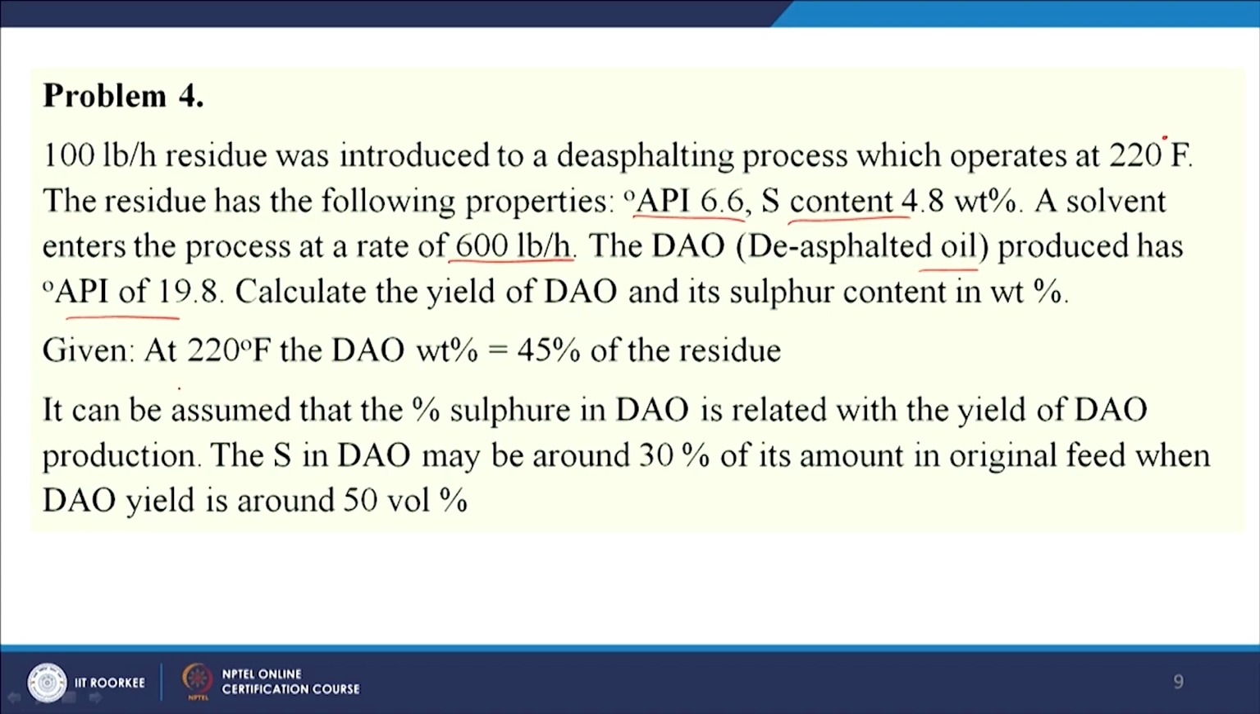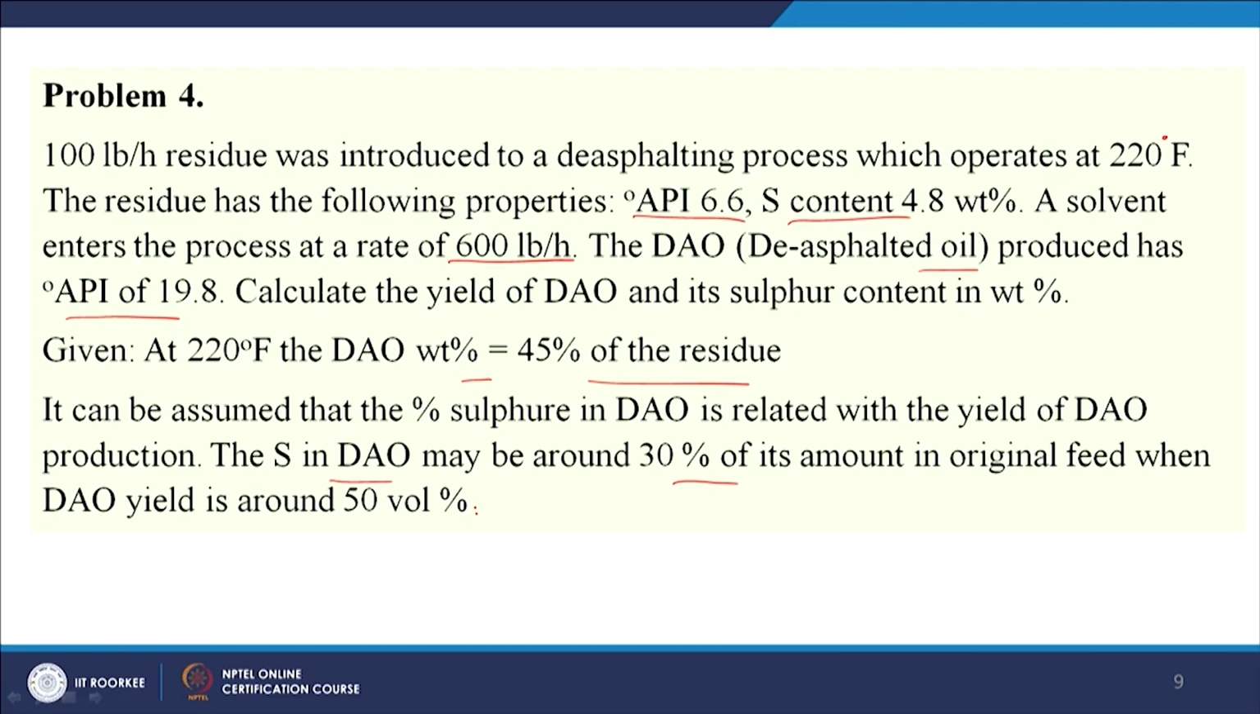It is given that at 220 degree Fahrenheit, the DAO weight percent is equal to 45% of the residue. It can be assumed that the percent sulfur in DAO is related to the yield of DAO production. The sulfur in DAO may be around 30% of its amount in the original feed, when the DAO yield is around 50 volume percent. So, this is the problem statement.